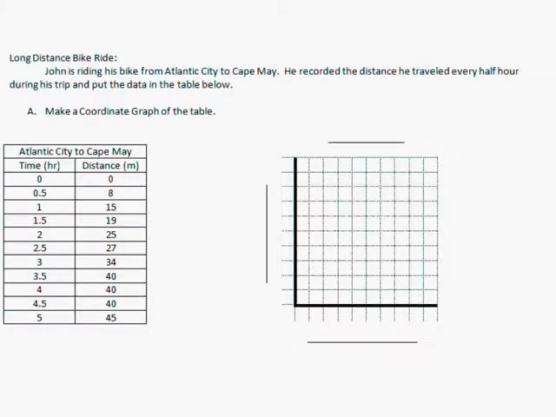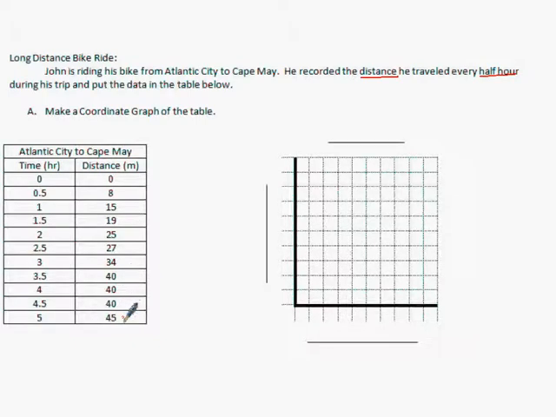So we're going to look at the idea of a long distance bike ride. John is riding his bike from Atlantic City to Cape May. He recorded the distance he traveled every half hour during his trip and put the data in the table below. So we're going to make a coordinate graph of the table. So let's take a look. We have the Atlantic City to Cape May. We have time going down here. Looks like it's going up every half hour. Then we have distance in miles going up randomly.